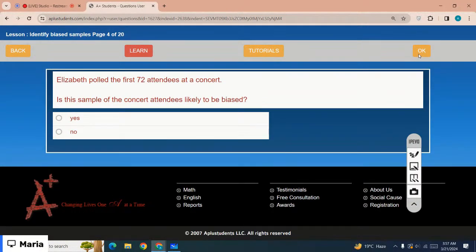Elizabeth polled the first 72 attendees at the concert. Is this sample of the concert attendees likely to be biased? The correct option is yes, it is biased data. The correct option is yes.